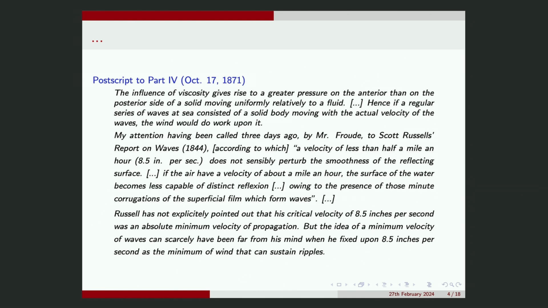Two months later, in part 3 of the paper, in another letter Kelvin says: the influence of viscosity gives rise to a greater pressure on the anterior than on the posterior side of a solid moving uniformly relatively to a fluid. Hence, if a regular series of waves at sea consisted of a solid body moving with the actual velocity of the wave, the wind would do work upon it. So Kelvin understands that we have to take viscosity into account in order to understand the problem better.